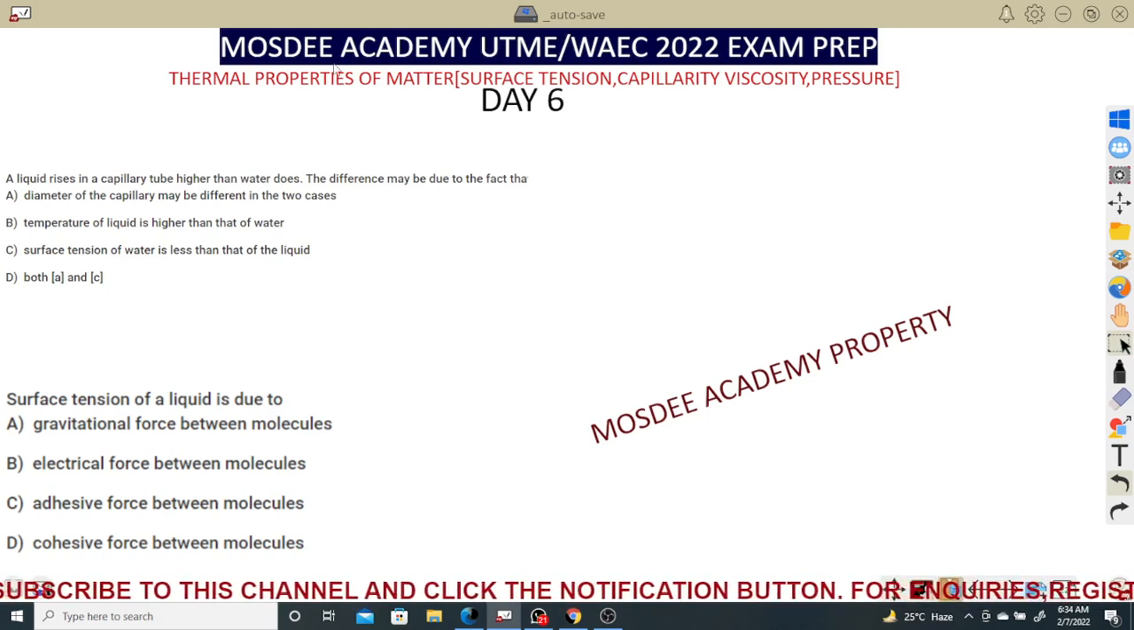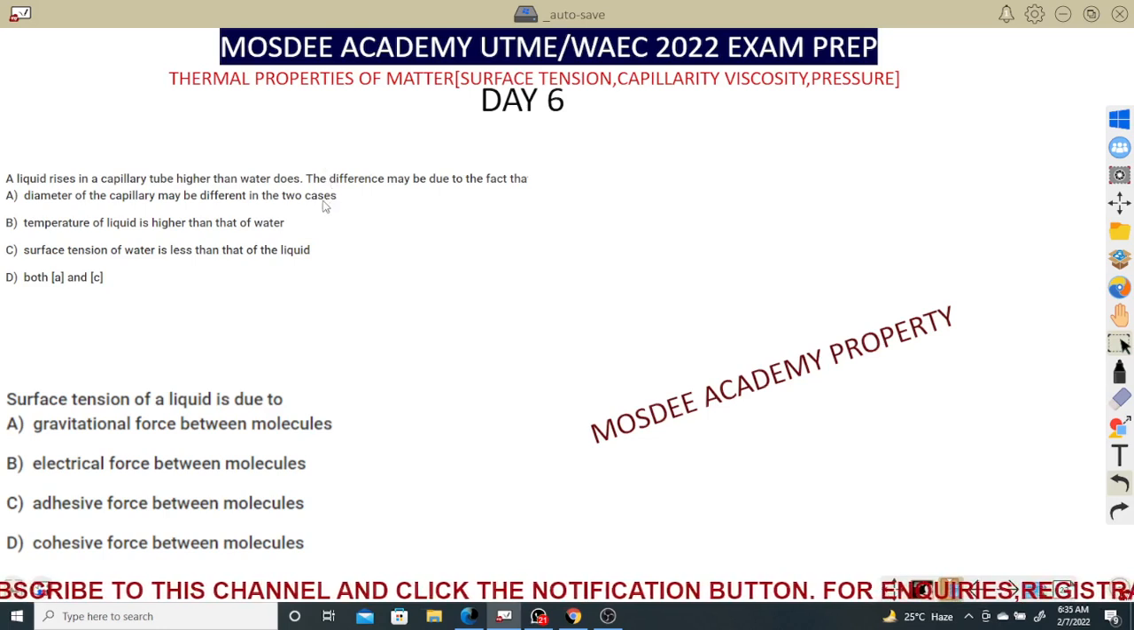Now into the topic of thermal properties of matter. And I think this is one of the simplest topics, which doesn't have as many calculations as the other topics.